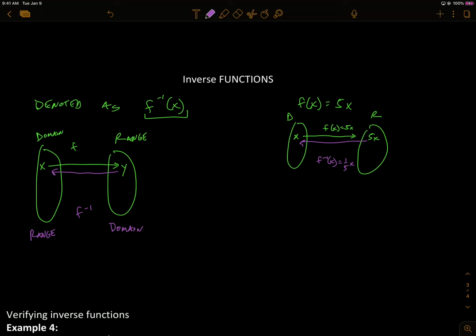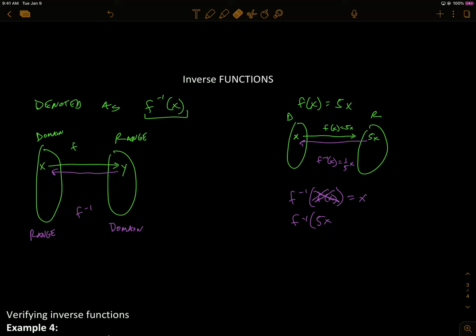If I use function notation, I could say something like this. The inverse, f inverse, undoes the function f to just get me back to x. So f inverse of f of x, well, f of x is 5x. So I can replace f of x with its range output 5x.